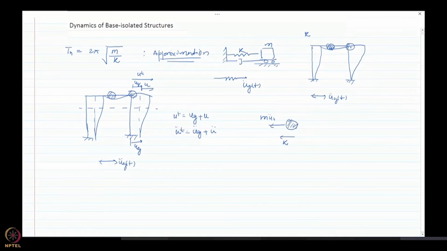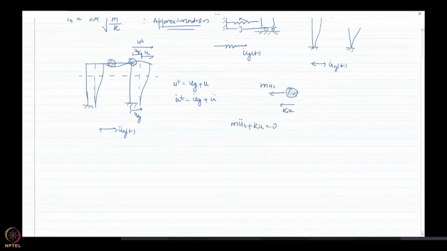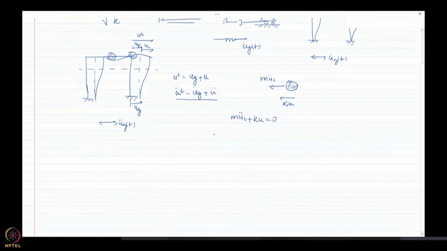Let us say this is k times the relative deformation, and there is no other force. Remember, whatever force is being applied, if you're thinking from the ground, that is coming into this total acceleration. So the equation of motion that I will get is this here. And if you substitute u_t is equal to this quantity here, you can further write it as m u double dot in terms of relative, plus k u is equal to minus m u_g double dot. And this is your effective earthquake force.